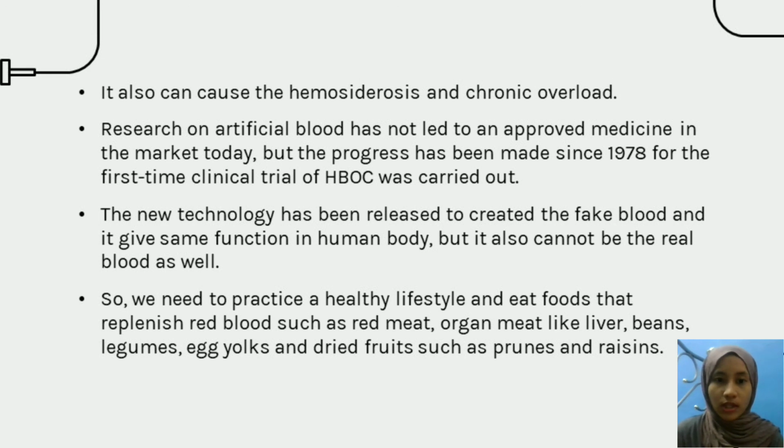So, we need to practice a healthy lifestyle and eat foods that replenish red blood cells such as red meat, organ meat like liver, beans, legumes, egg yolk, and dried fruit such as prawns and raisins.